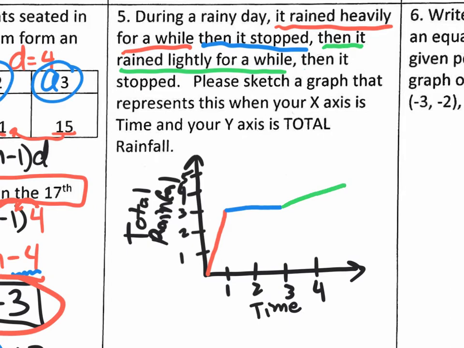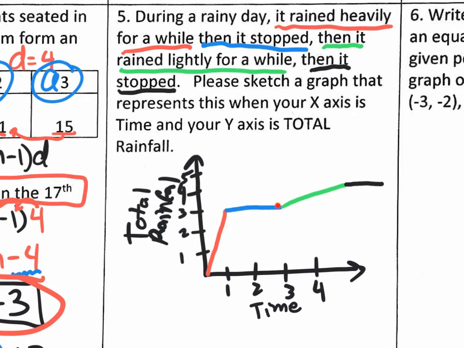Check out this part. It says, then it stopped again. Stopping again means it flattens out again. So that would be an appropriate graph right there. Very important that we understand. Heavy rain, that means steep. Stop, that means it's parallel with the x-axis because there's no more rain.